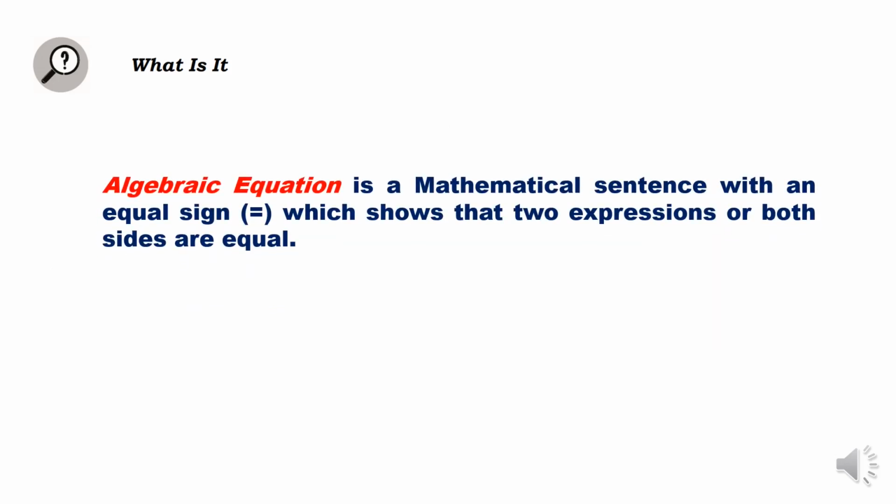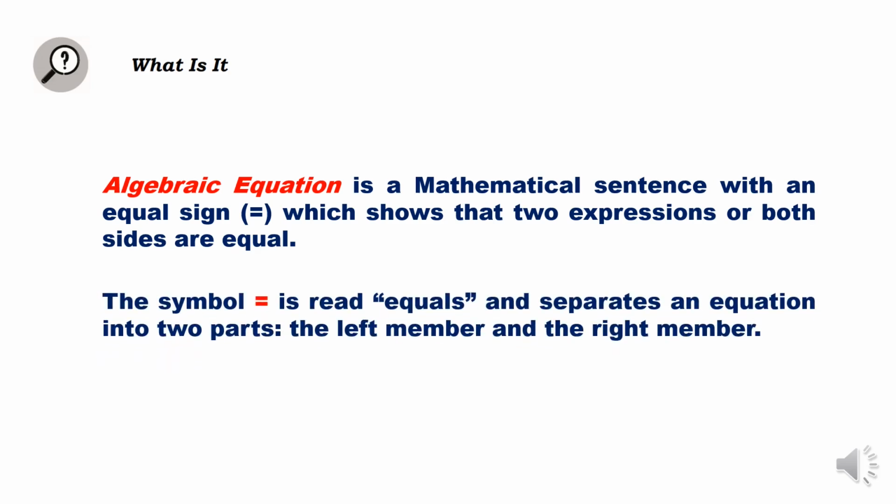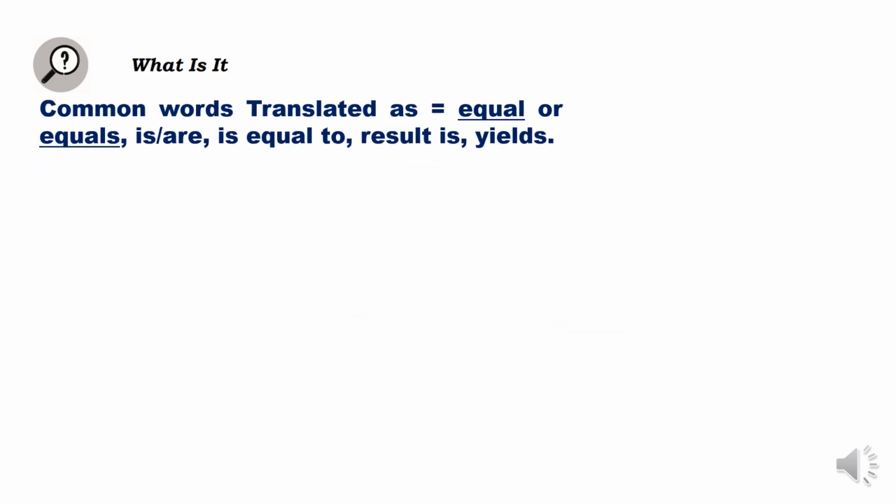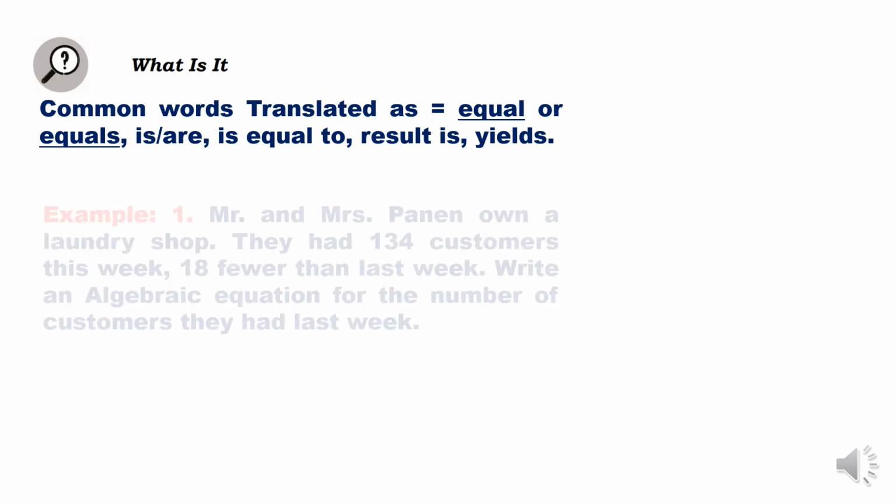An algebraic equation is a mathematical sentence with an equal sign which shows that two expressions or both sides are equal. The equal sign is read "equals" and separates an equation into two parts, the left member and the right member. Common words translated as equal or equals: is or are, is equal to, result is, yields.